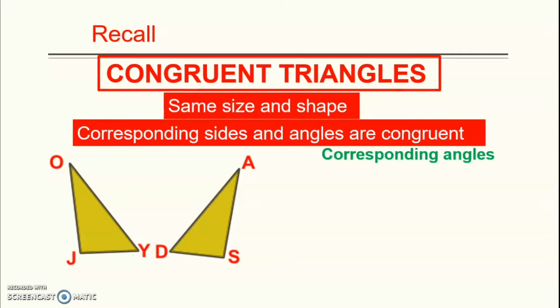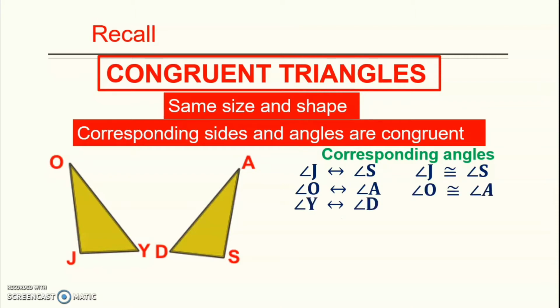Tingnan natin yung congruent corresponding angles nila. Corresponding angles are congruent, right? So, corresponding angles, angle J corresponds to angle S. So, therefore, angle J is congruent to angle S. Next, angle O corresponds to angle A. So, angle O congruent to angle A. Then, angle Y corresponds to angle D. So, therefore, angle Y is congruent to angle D.